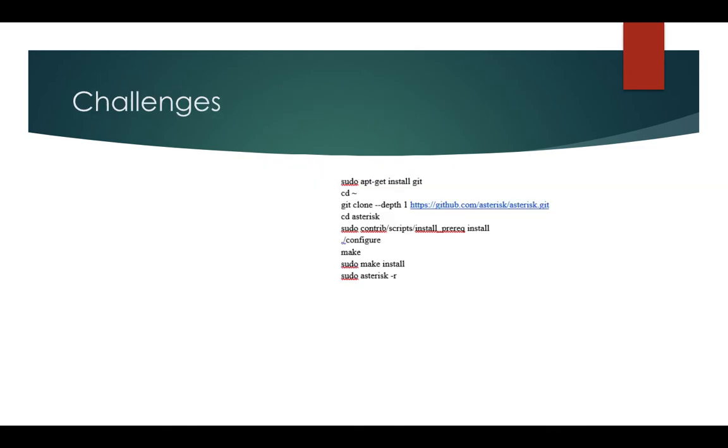So I faced several challenges during this experiment, and here are the top 2. The first one was installing Asterisk. Since the latest version of Ubuntu was used, the traditional installation process did not work. So to install Asterisk, it was downloaded from GitHub and modified accordingly. And here's an overview of the commands used to install Asterisk if you want to check them out.